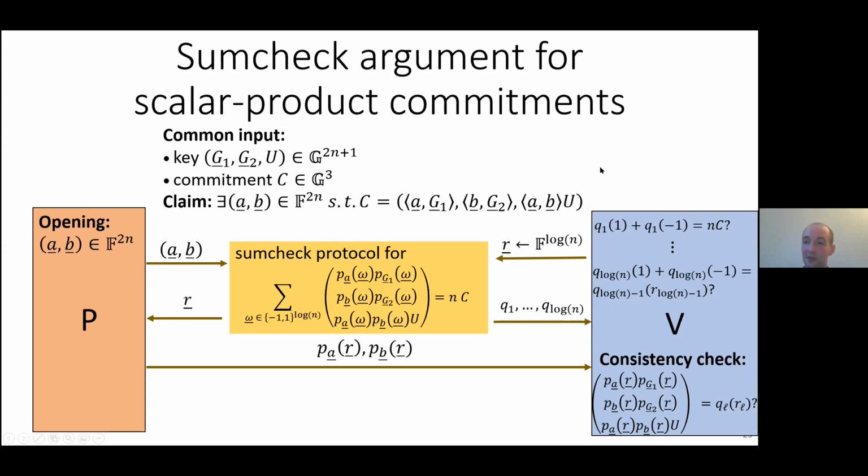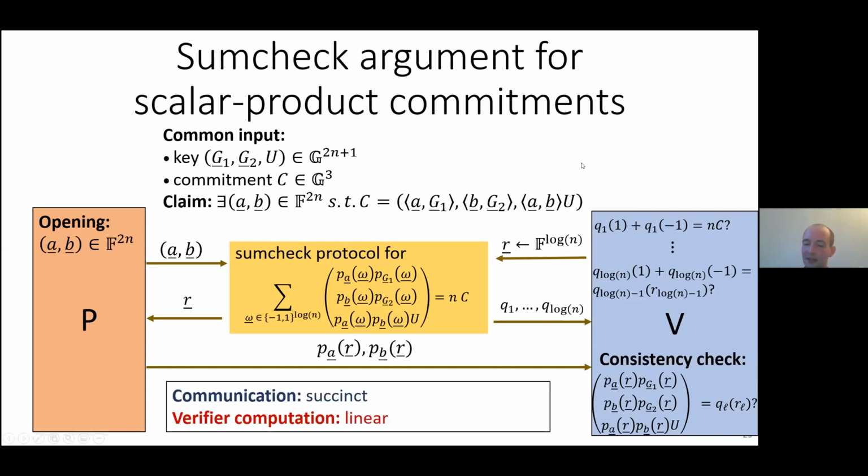Yeah. So this time at the end of the protocol, the message parts of the polynomials involve multilinear polynomials in A and B that the verifier can't evaluate for themselves. So this time the prover sends those two evaluations, polynomials related to A and B, and then the verifier does a similar kind of consistency check to what we've seen before. And then again, the communication is going to be succinct. It's going to be logarithmic in the length of the message vectors, and the verifier computation is going to be linear because just like before, they have to evaluate different polynomials in all of these group elements.